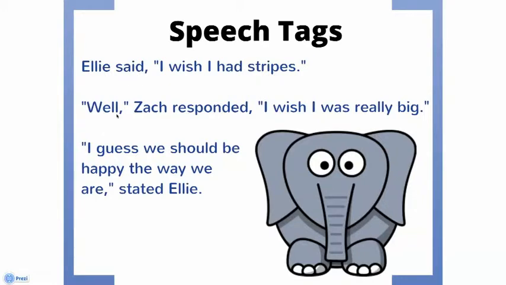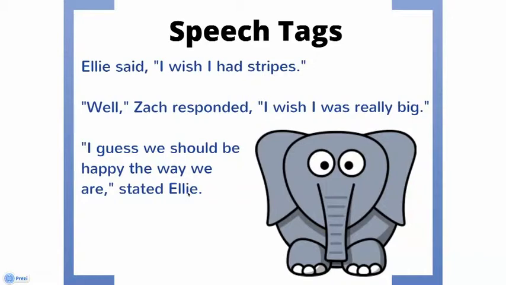Here, I break up the dialogue and I put the speech tag in the middle of the dialogue. "Well," Zach responded, "I wish I was really big." And then here, the speech tag goes at the end of the sentence. "I guess we should be happy the way we are," stated Ellie.